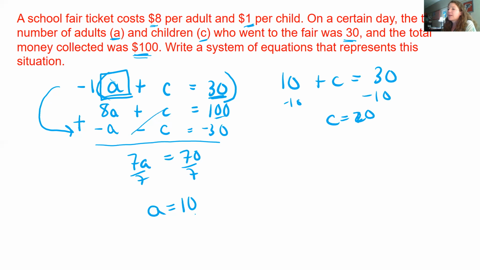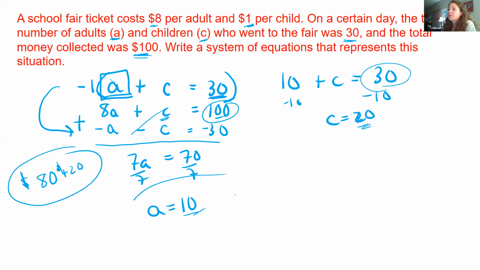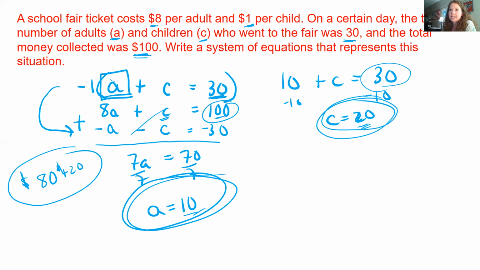20. Because doesn't 10 plus 20 equal 30 tickets? And if adult tickets are $8 each, 8 times 10 is $80 of adult tickets. Children's tickets are $1 each, and there were 20 of them. And isn't $80 plus $20 $100? Yep. So I know this is the right answer. 10 adult tickets and 20 kid tickets.